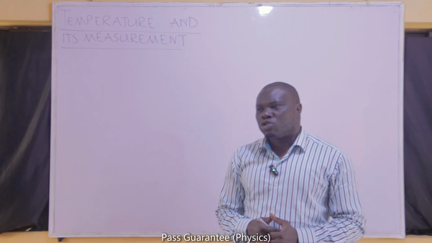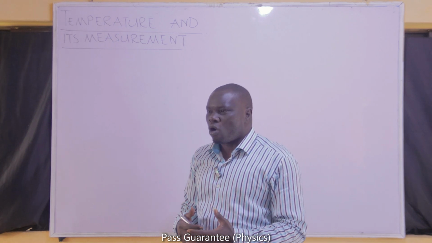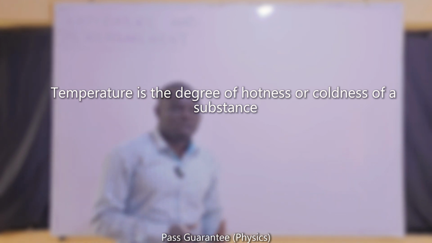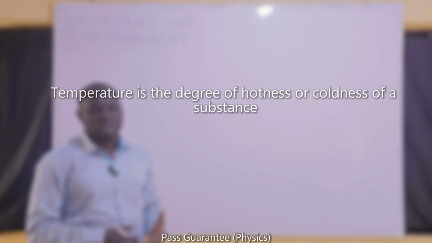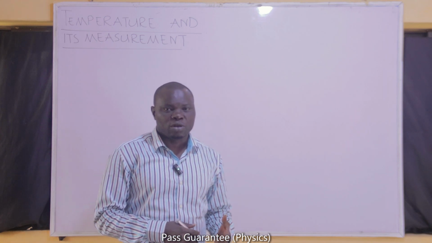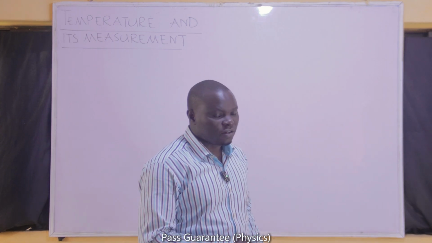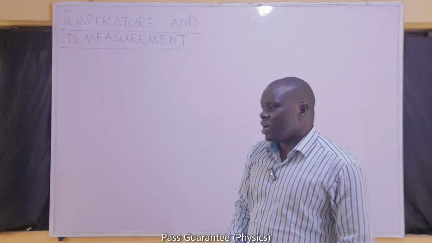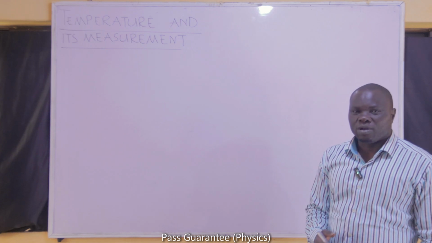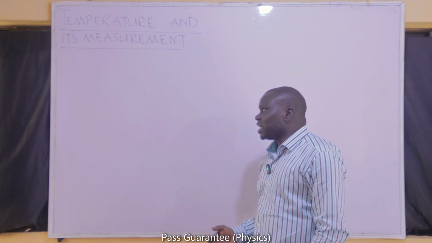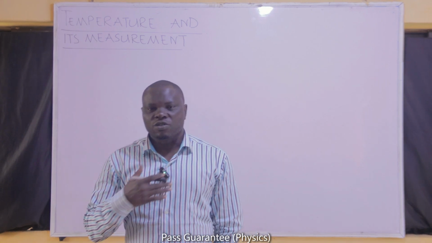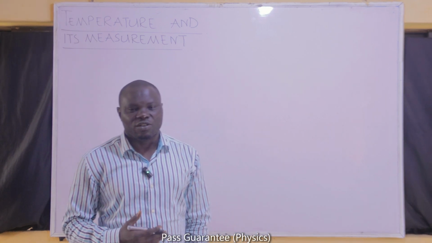Temperature helps us to understand how hot or cold a substance is. So we define temperature as a degree of hotness or coldness of a substance. Heat, on the other hand, is a form of energy. When I ask you to list the forms of energy that we have, we have heat, we have electrical energy, we have light energy, we have sound energy, we have mechanical energy. Heat energy is a measure of the total internal energy of an object.